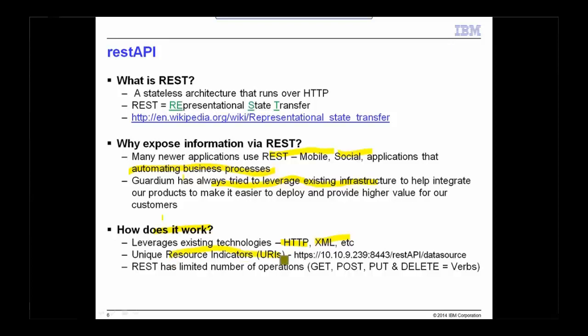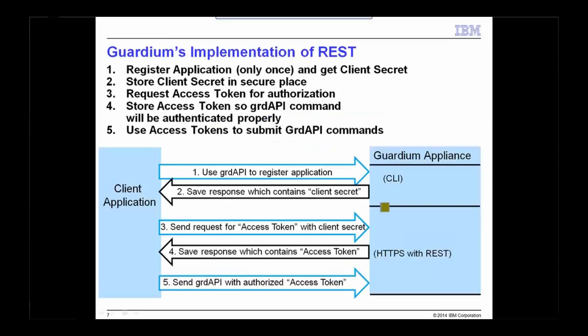In the case of Guardium, our unique resource indicator is very similar to what you log on with the Guardium GUI: the IP address, 8443. But then the URL starts with REST API. And then if I have data sources, for example, that means that I'm going to use the REST data source API in order to send and receive information. REST has a limited number of operations like get, post, put, and delete, and these are all verbs. And we'll go into a little bit of how this works as we go through the presentation.